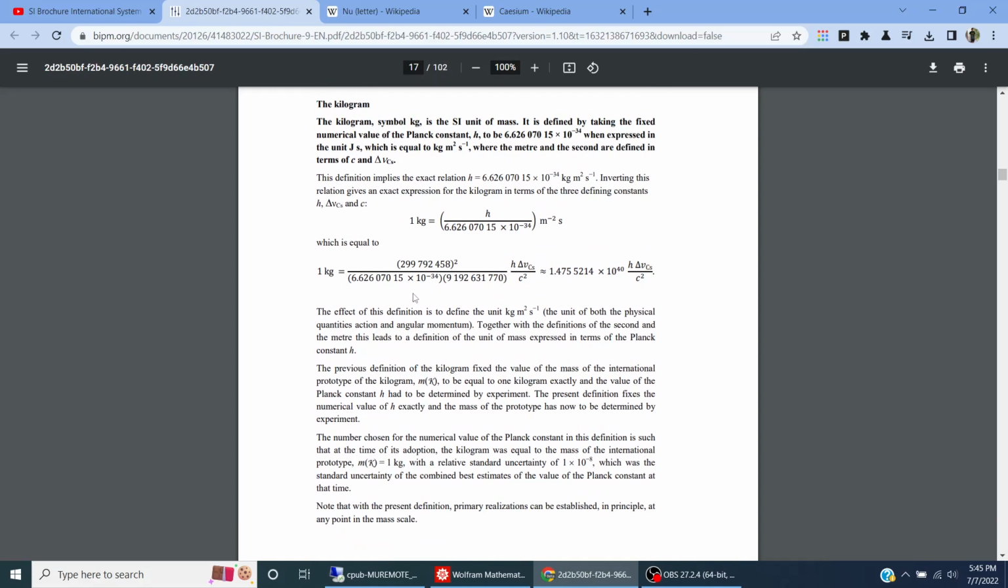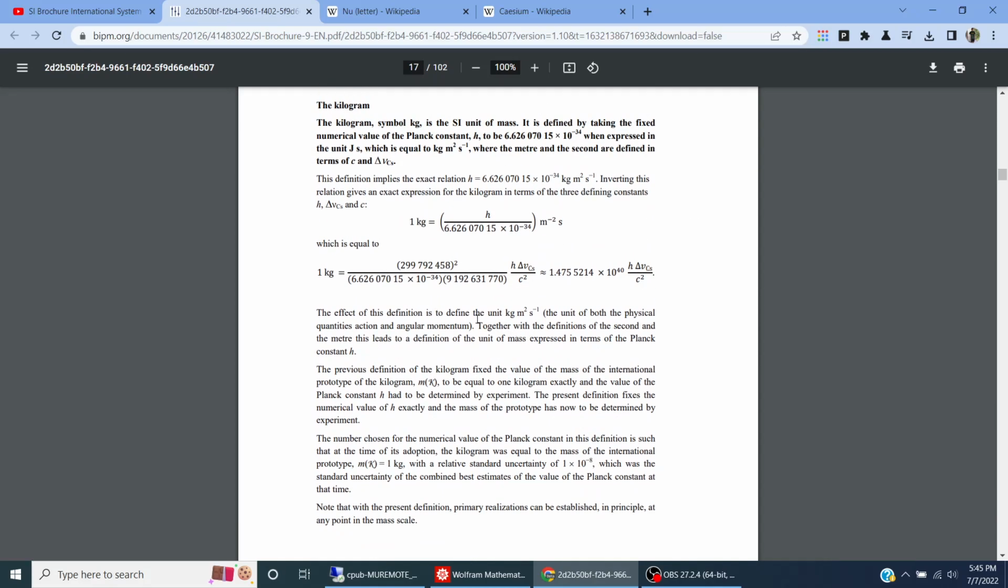The effect of this definition is to define the unit kilogram meter squared per second, the unit of both the physical quantities action and momentum. Together with the definitions of the second and the meter, this leads to a definition of the unit of mass expressed in terms of the Planck constant h.